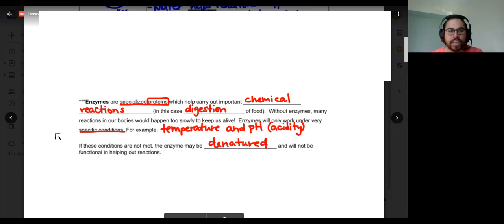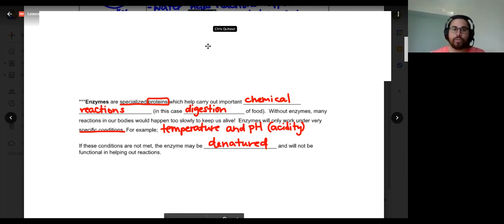So as I said, if these conditions are not met, the enzyme may denature and it will not functionally help out in those reactions, allowing for those reactions to happen efficiently and quickly. And if that happens, it can lead to some serious issues.